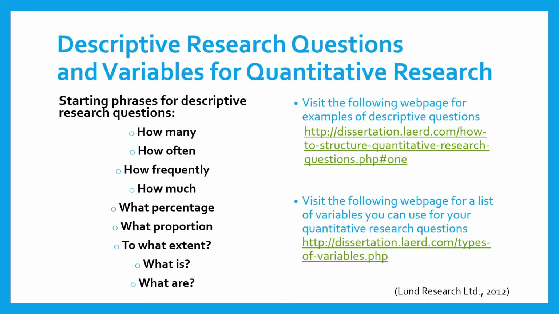We have examined comparative and relationship-based research questions. Another type of quantitative research question is called descriptive. Descriptive research questions use the following starting phrases, such as how many, how often, how frequently, how much, what percentage, what proportion, to what extent, what is, and what are. Note the web page links to access examples of descriptive research questions and different types of variables.